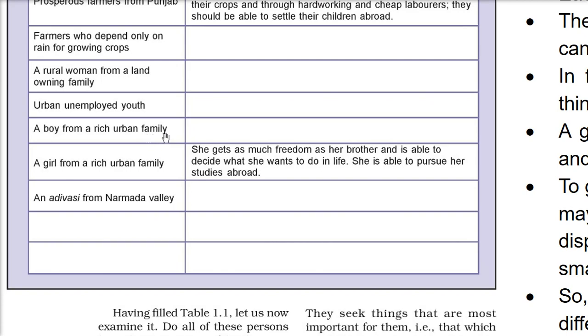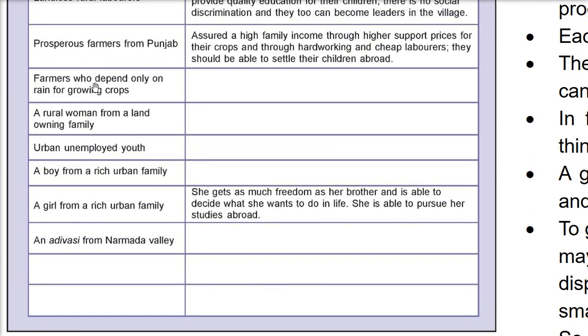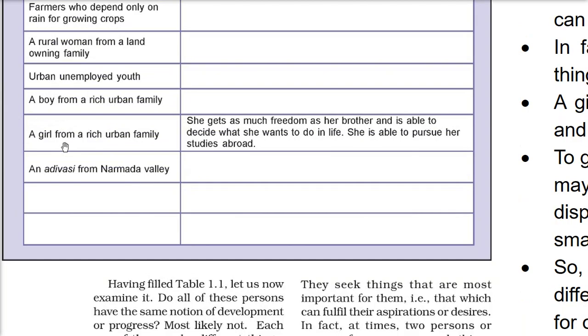Why? Because even if he studies moderately, because of the rich family, he may not be in any problem as these people are. But the girl from the rich urban family, she also wants the freedom as the boy enjoys. That is, the freedom which her brother is enjoying, the girl also wants that. She also wants to go out, she wants to go abroad to study, as the boy may go.